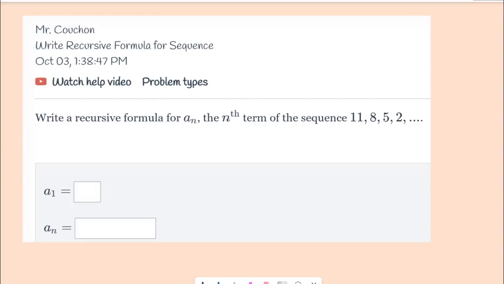We're going to write recursive formulas for different sequences. We'll start with arithmetic here. The first thing we need to do with an arithmetic sequence is get the common difference. We get that by taking a sub 2 minus a sub 1, or a sub 3 minus a sub 2, whatever. So a sub 2, the second term, is 8, and a sub 1 is 11. So we have 8 minus 11, so the common difference is negative 3.